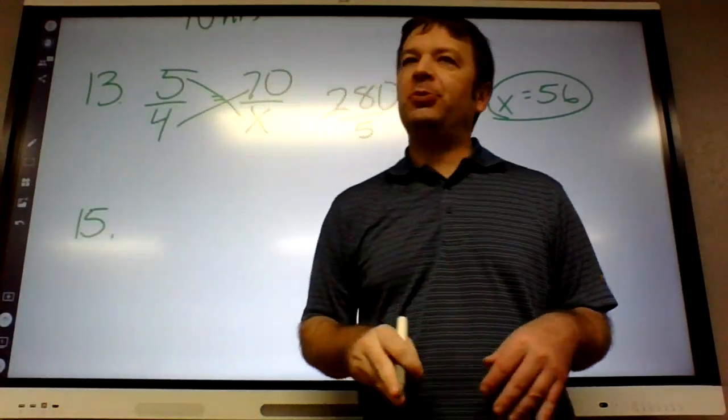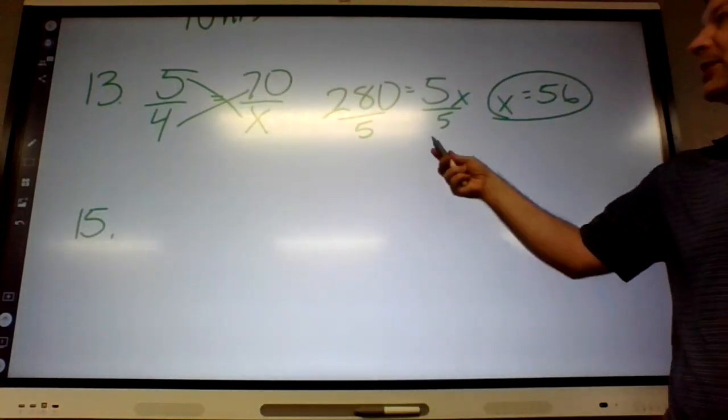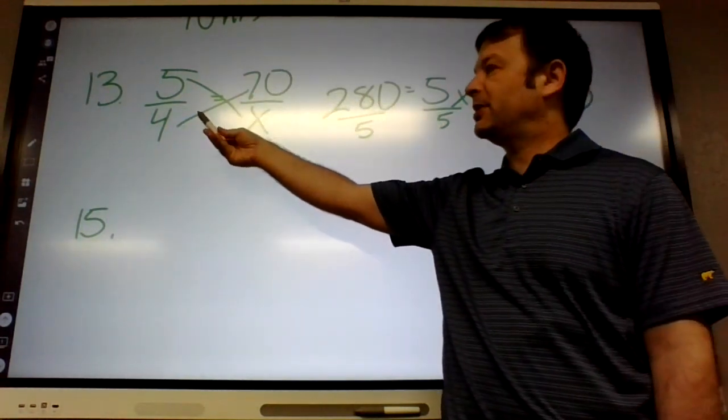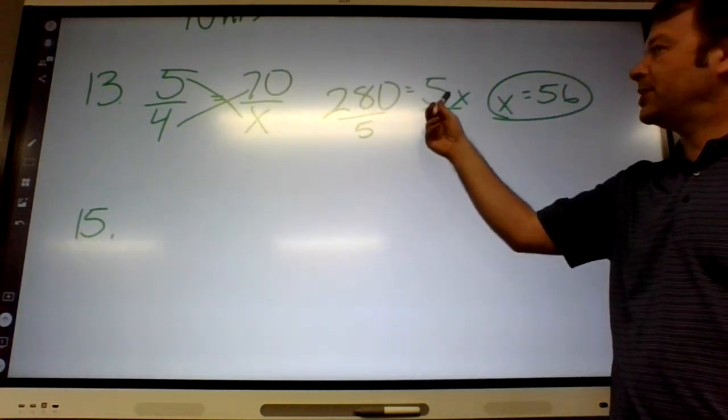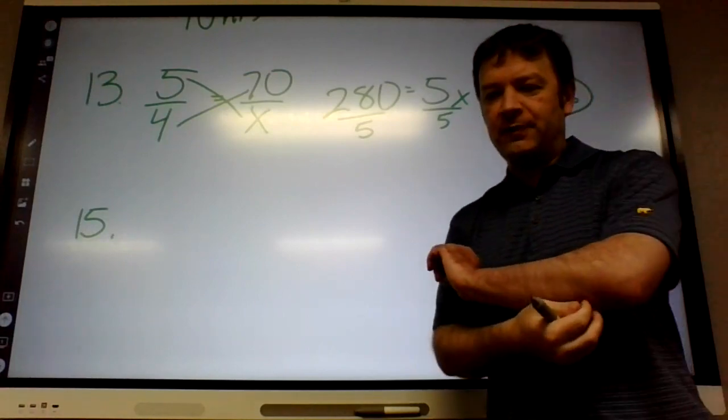I do want to see some work. If you just show the cross multiply thing, that's fine. You don't have to necessarily copy the problem down, but if you just show like 280 equals 5x, that's good enough.